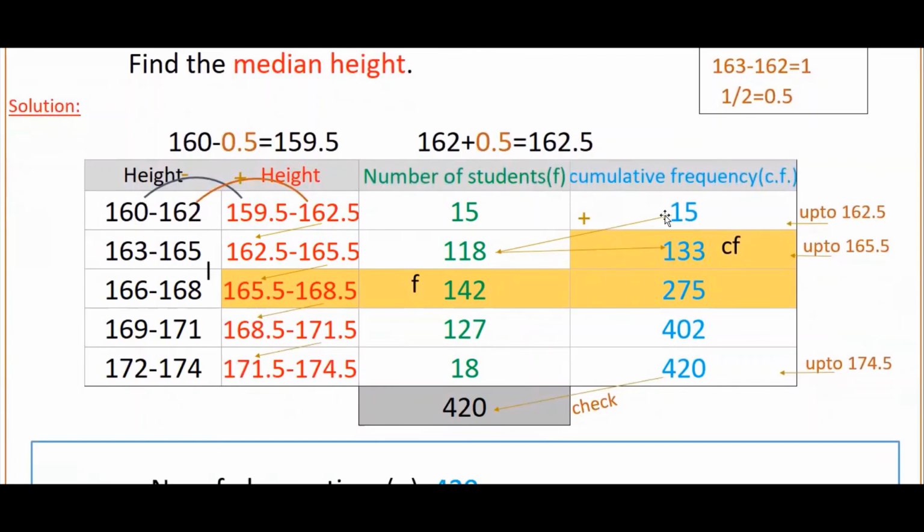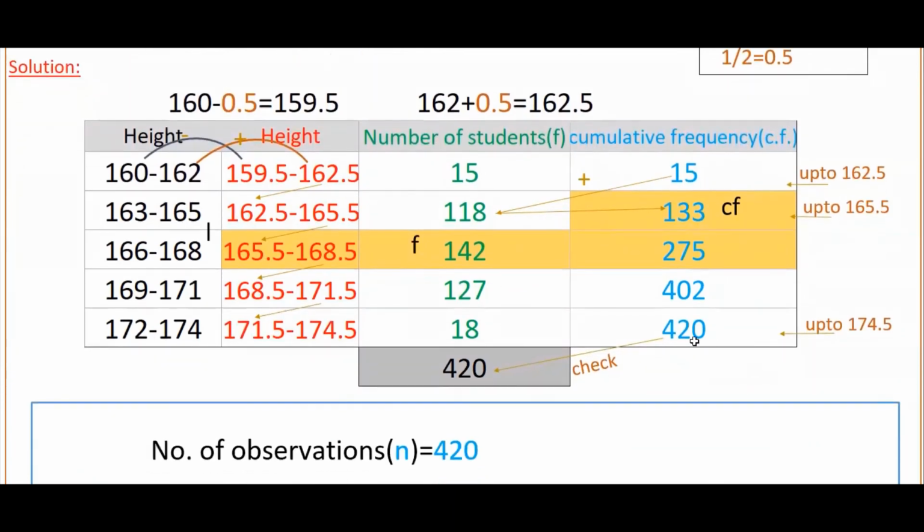Now you have to calculate cumulative frequency values. You know that you have to add this number to this: 118 plus 15, you will get the cumulative frequency for this class interval. And again 118 plus 142, 275. This is the cumulative frequency for this interval like this. So you have to add all these values like this.